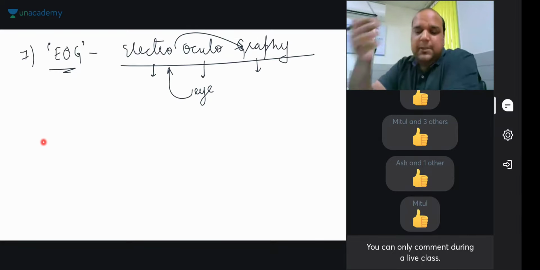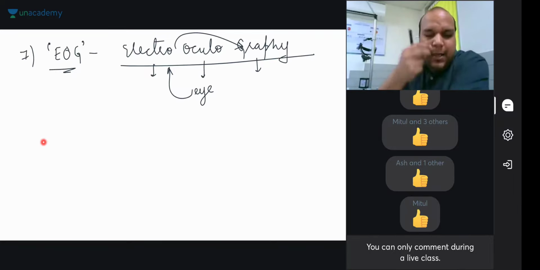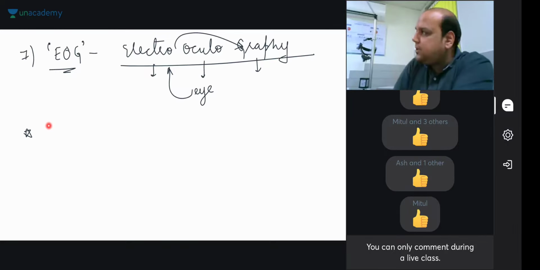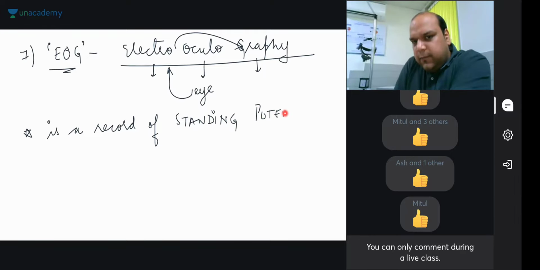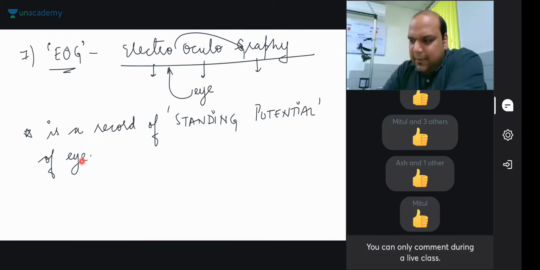But the eye can generate an impulse even when it is closed. When it is closed, it is not doing any work. That means there is no action potential. That is the basic difference between EOG and ERG. ERG was a record of action potential, whereas EOG is a record of standing potential of the eye.